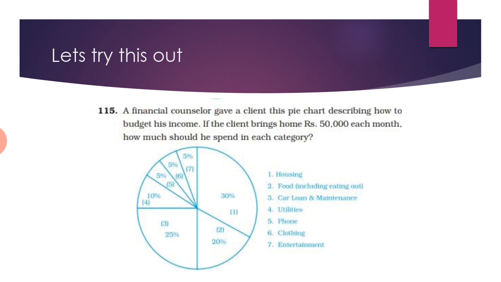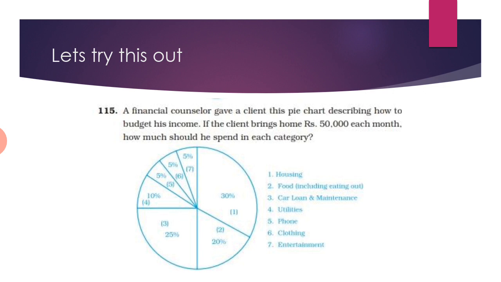Now food, including eating out. Food including eating out is showing 20%. So 20 divided by 100 into 50,000. Again 100 and 50,000 get cancelled and it becomes 500. 500 into 20 makes it 10,000. So out of 50,000, he has spent 15,000 on housing, and 10,000 he is spending on food.